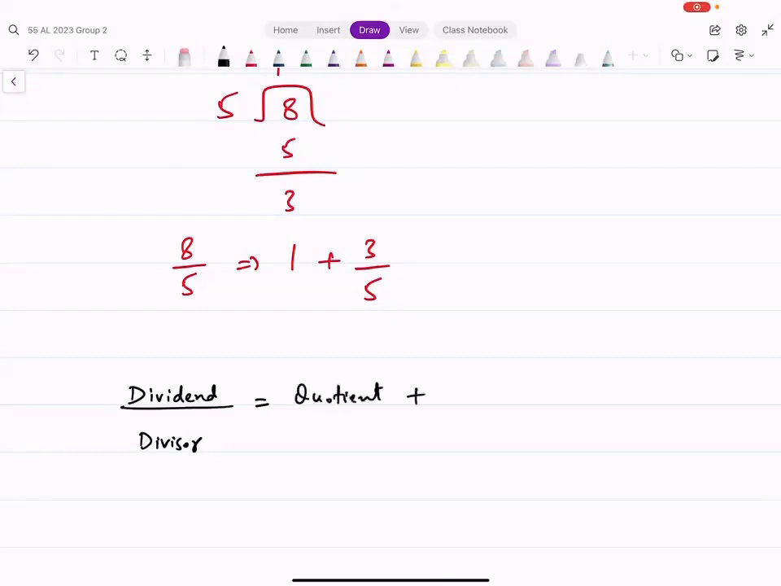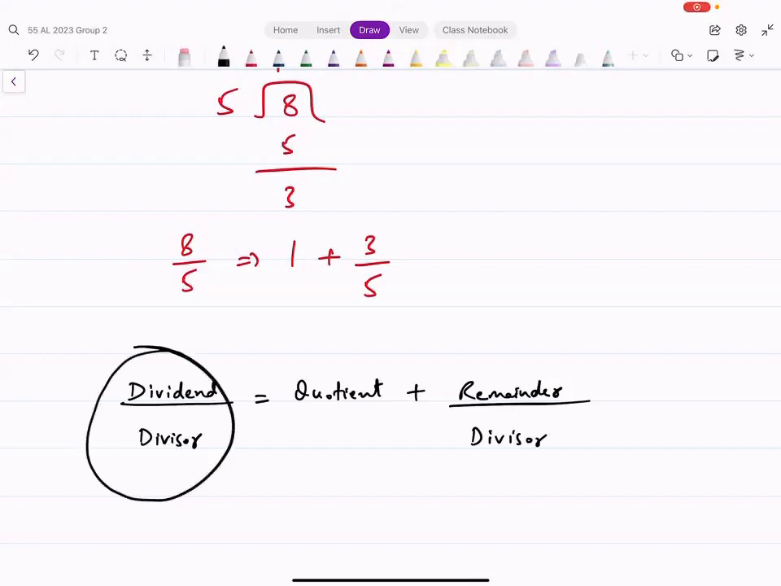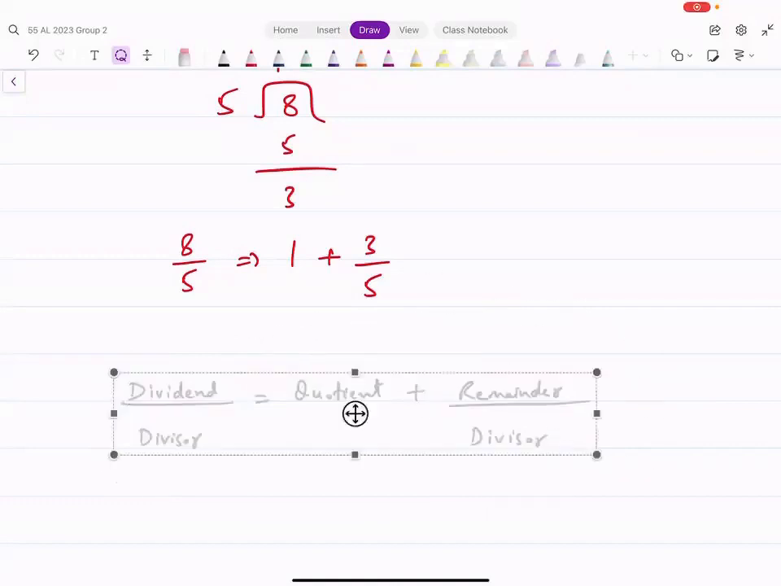Plus 3, that's the remainder, divided by the divisor. तो आप इस तरह के फ्रैक्शन को, जो इम्प्रॉपर फ्रैक्शन होती है, इस तरह से ब्रेक कर सकते हैं. Is that okay? Now this is something that you have to remember. ये आपको याद रखना पड़ेगा. ये आपको याद होना चाहिए.